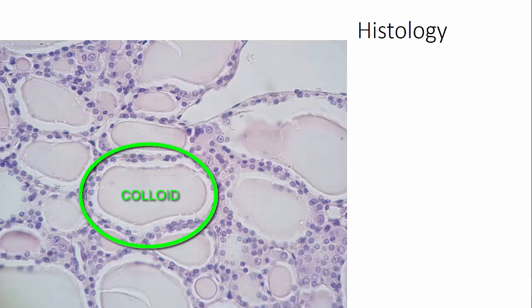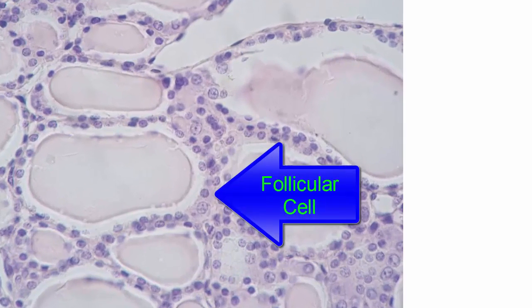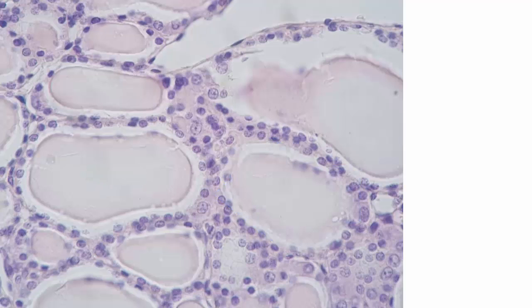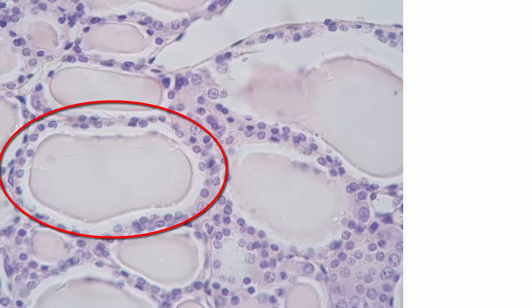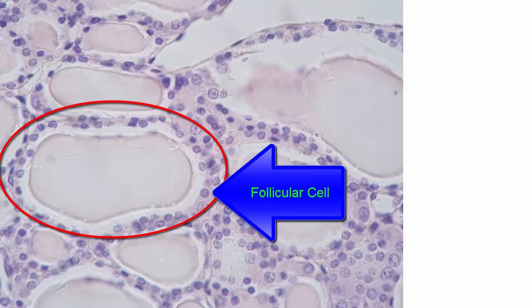Remember, in the thyroid, the follicle is a three-dimensional structure. Here we see only a slice through the follicle. The follicle consists of follicular cells surrounding a jelly-like material, colloid, where thyroid hormone is stored. A very common mistake made by students is to confuse the follicle with the thyroid follicular cell. Remember, the structure in the circle is the follicle, and the structure at the arrow is the thyroid follicular cell.